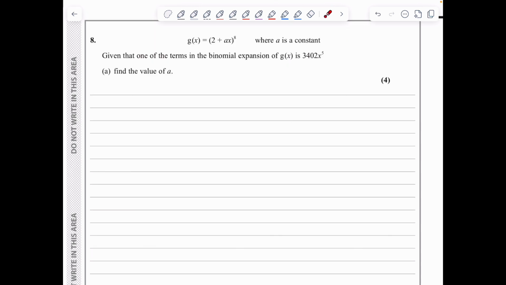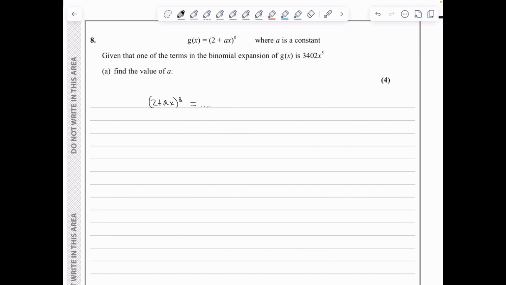Question 8 is on the binomial expansion. We've got g of x to be (2 plus ax) raised to the power of 8. A is a constant. Additionally, we are told that one of the terms in this expansion is 3,402x to the power of 5, and we need to find the value of a. So we've got (2 plus ax) raised to the power of 8. I'm not going to go through the full expansion. I'm just going to go straight away to the term in x to the power of 5.